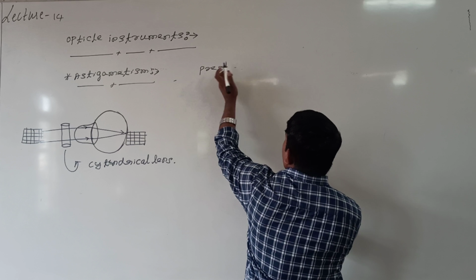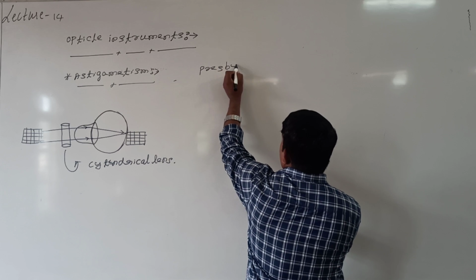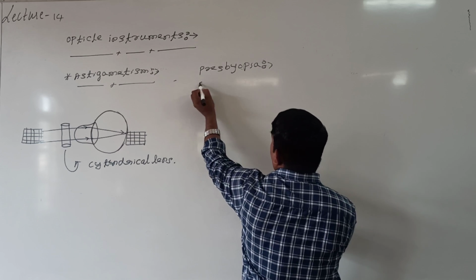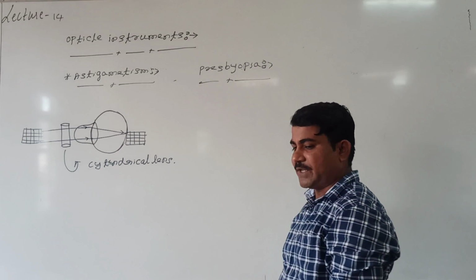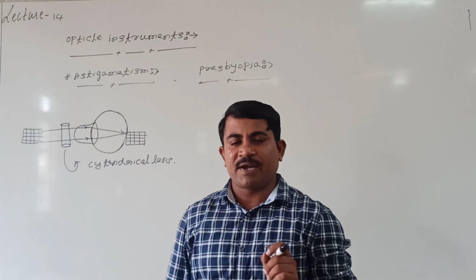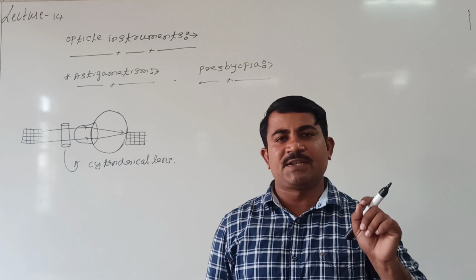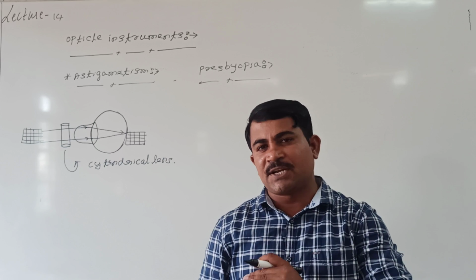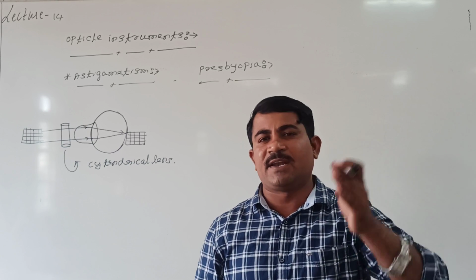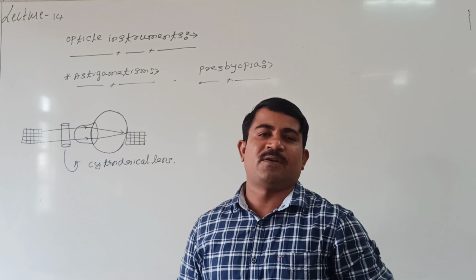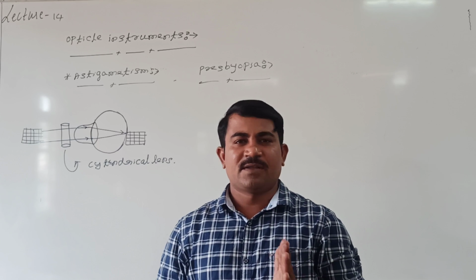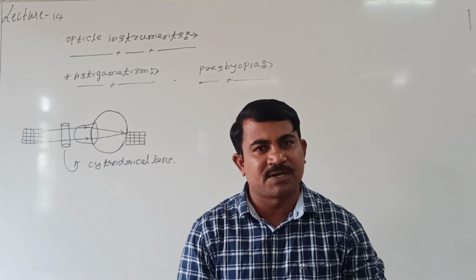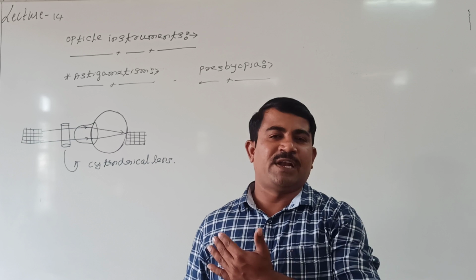Presbyopia. See here, it is a vision defect. It occurs when the person is unable to see distant objects and far objects clearly. That vision defect we are calling presbyopia. How is it? The person is unable to see near objects along with the distant object clearly. That defect we are calling presbyopia.